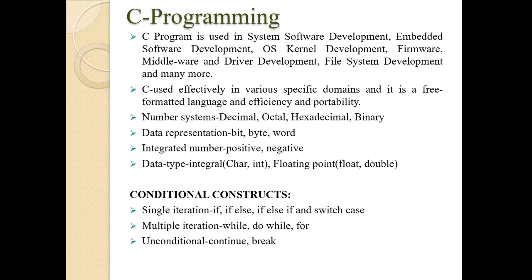binary number system. There are different types of data representation: bit, byte, and word. Bit means 1, byte means 8 bits, word means 16 bits. Integer numbers, positive and negative. There are different data types present in the C programming language. Those are char, int, float, double.